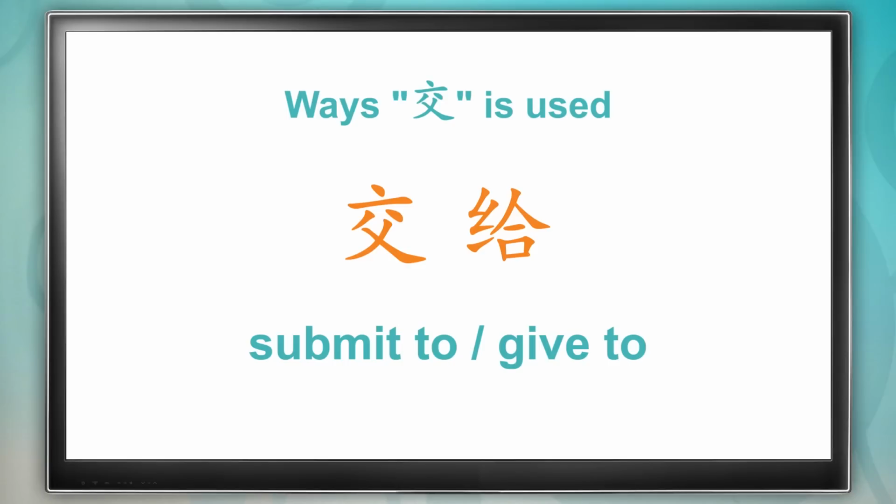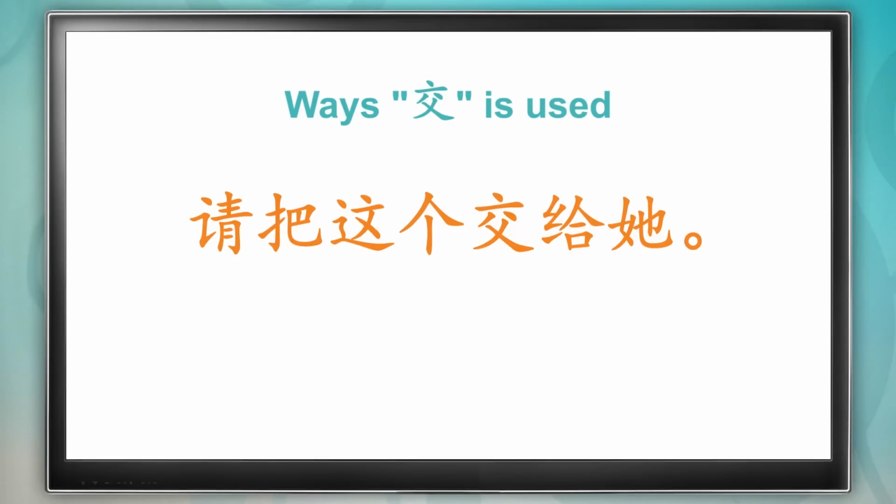For example, we can say 请把这个交给他. Can you read this on your own? Great job! We learned all these characters in our two character courses. And now you know all of these characters. So this sentence means, please give this to him. Let's read it again together. 请把这个交给他.